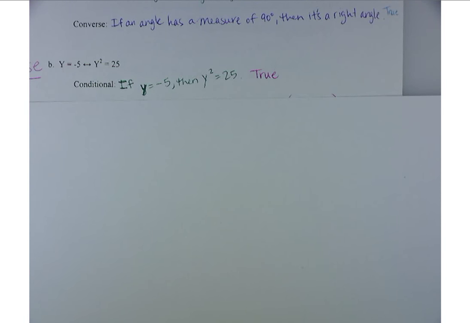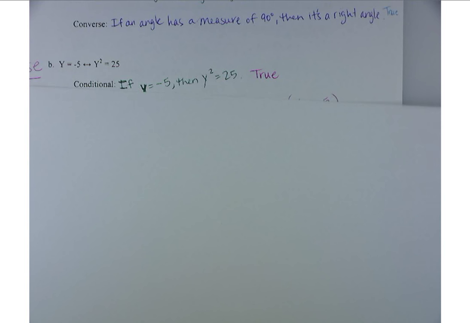Kaylee, what did you write for the converse? If y squared equals 25, then y equals -5. Is that true? No. Why not? Because positive 5 would also make 25.